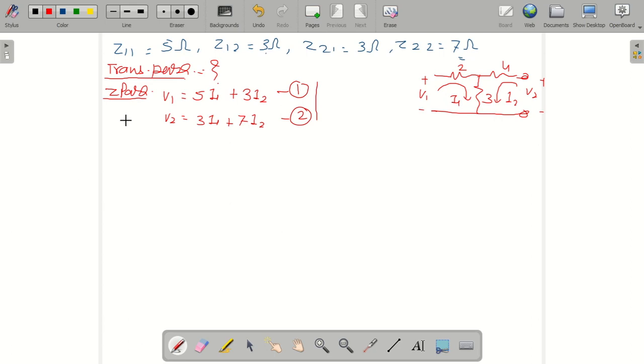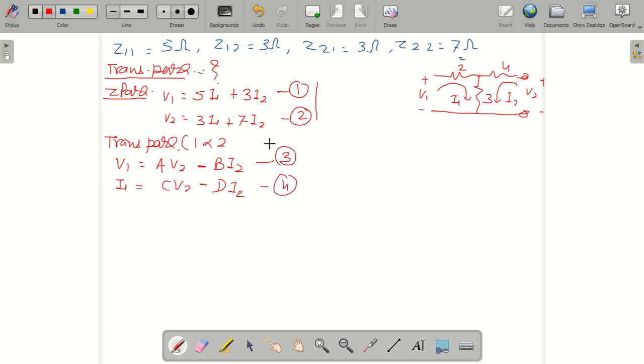Okay, and Y parameter, sorry, what do we have to find? Transmission parameter. What is the transmission parameter equation? V1 is a function of V2 and I2, and I1 is a function of V2 and I2. There is a minus sign here, remember. These A B C D are equation number 3 and 4. So 1 and 2 you know, but 3 and 4 are the transmission parameters.